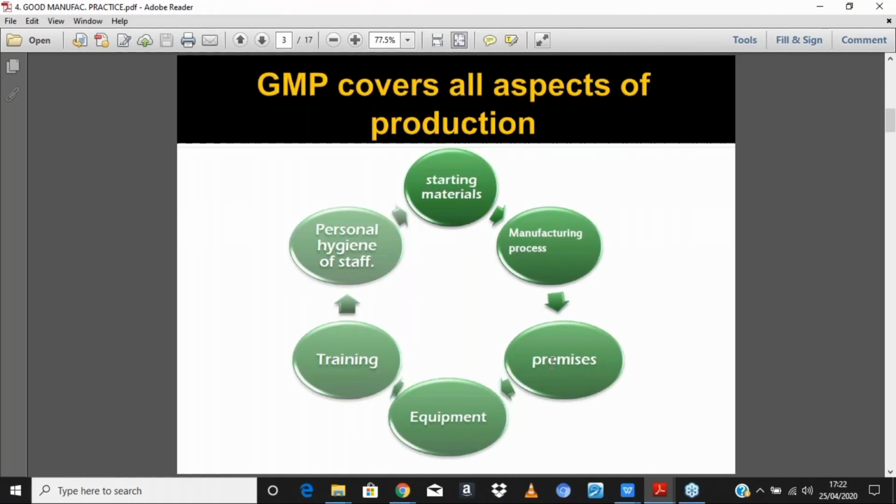Training of staff and all of that, personal hygiene. All these six factors are important ingredients in having good manufacturing practice. So let's start with the first one, starting materials.